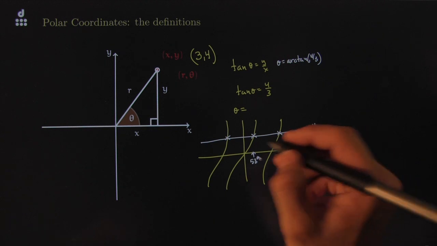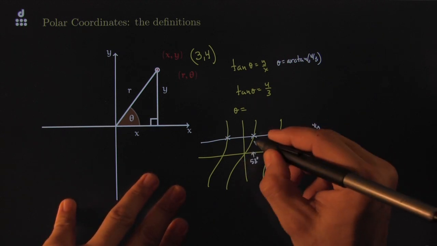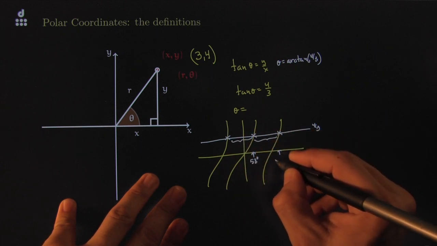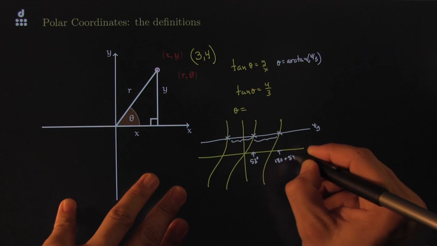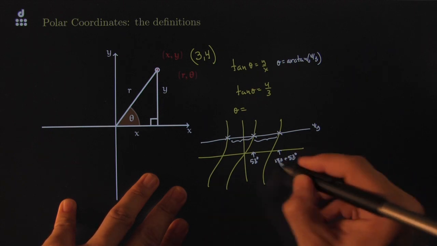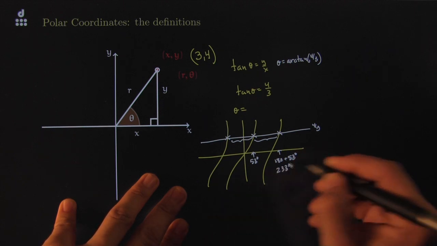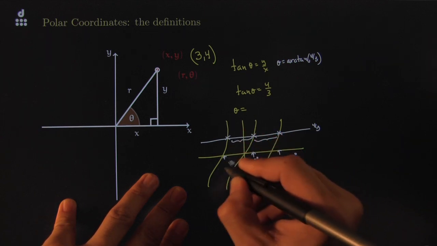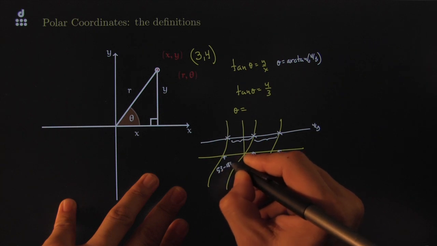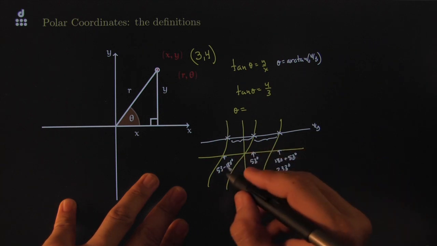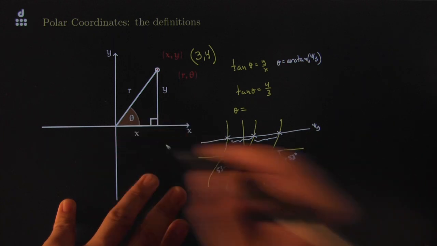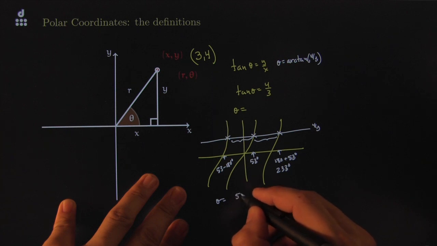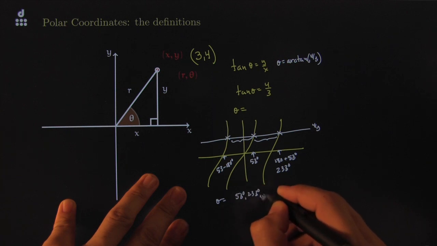To figure out the other ones, you would use the symmetry on the graph here. This has a period of 180, so if you go 180, that would get you to the next one. 180 plus 53 degrees, approximately, which would give you 233 degrees, more or less. For the other one, you have to subtract 180, so this one would be 53 take away 180, and so on and so forth, and this will give you a whole bunch of angles. All of them will work, and so there you go. Your theta is equal to 53 degrees, 233 degrees, etc.